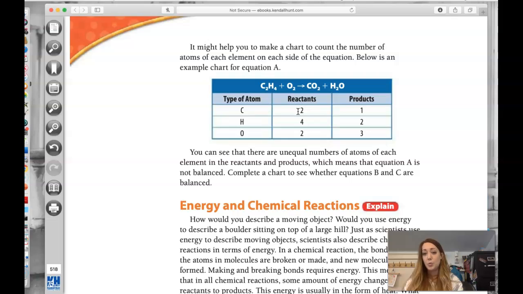C2, but in the product I've only got 1 carbon. In the reactants I've got 4 hydrogens, but in the product I've only got 2. This is basically what we just did. And we can see that they aren't balanced. The reactants on that side of the equal sign do not balance with the products on this side.